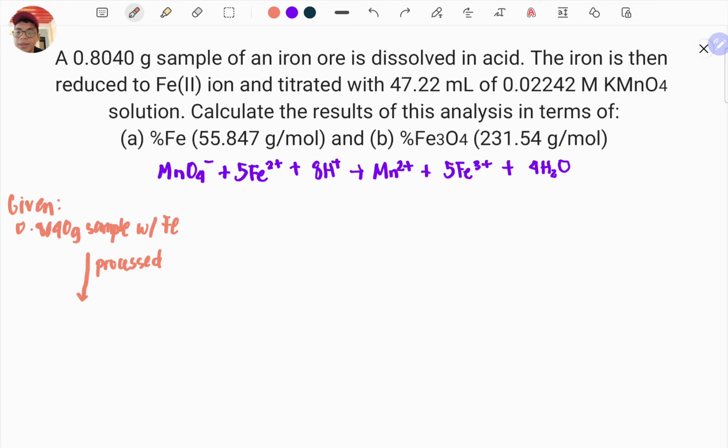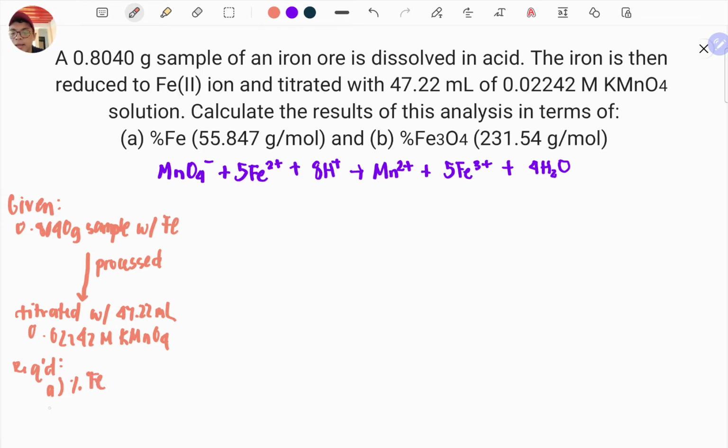We then know that this was titrated with 47.22 milliliters of 0.02242 molar potassium permanganate. We're asked to provide the percentage of iron and the percentage of iron(II,III) oxide.